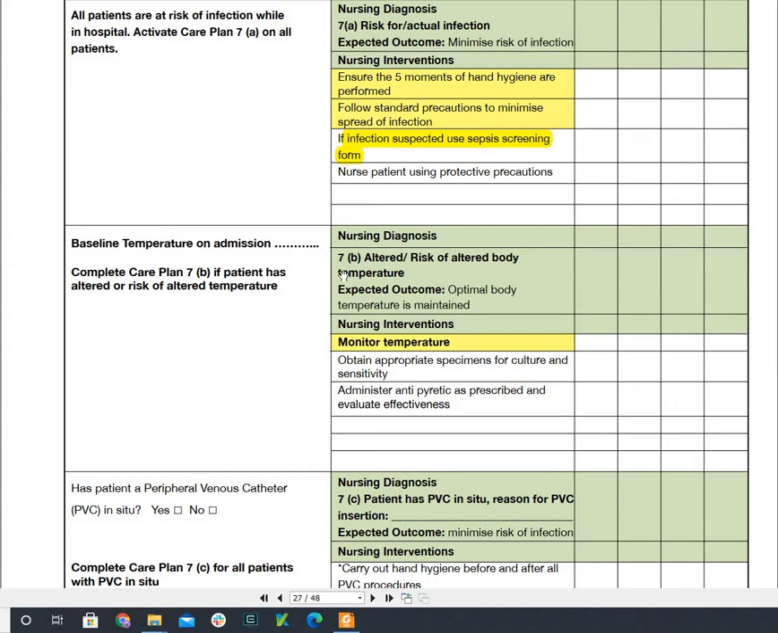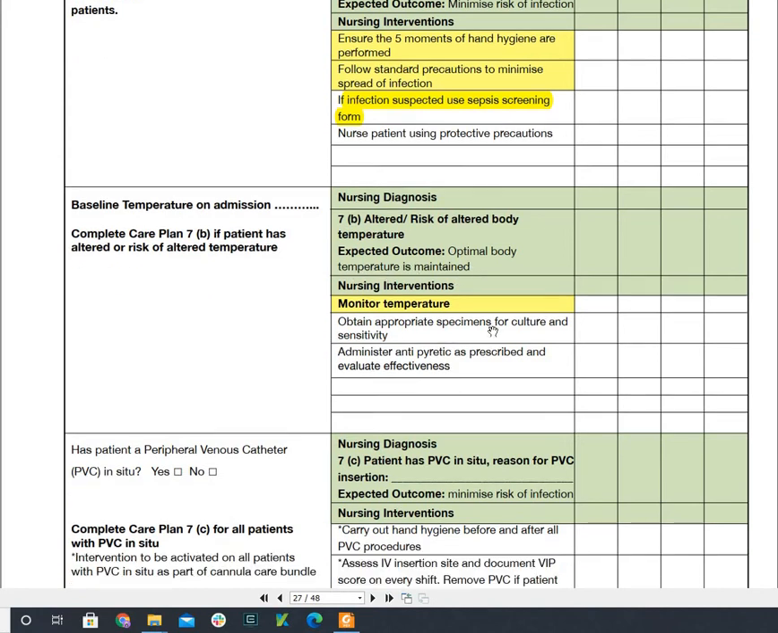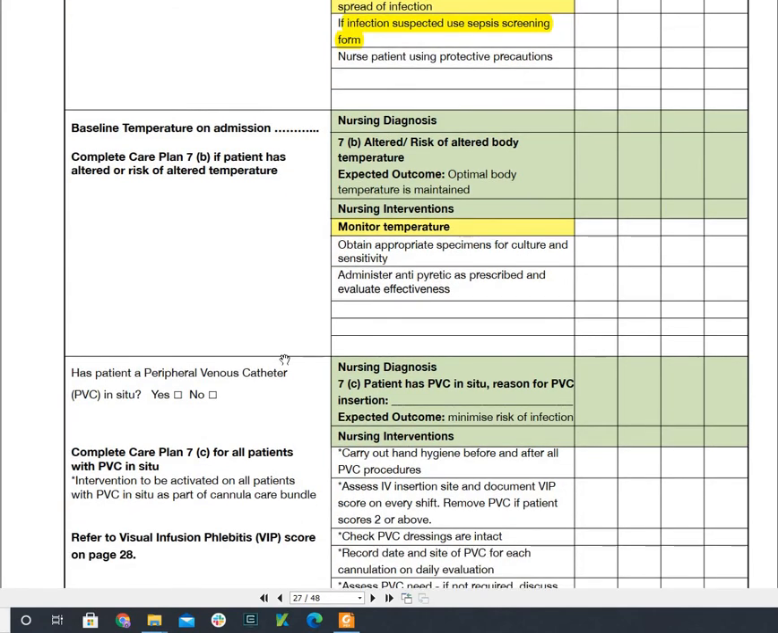So we'll move over to 7B, altered temperature or risk of altered body temperature, and the expected outcome is optimal body temperature is maintained. So our nursing interventions, we do this first one for all our patients, monitor temperature, so we need to activate that. Obtain appropriate specimens for culture and sensitivity, administer antipyretic as prescribed and evaluate effectiveness. Again, we have blank spaces here if you want to write more individual interventions for your patient.